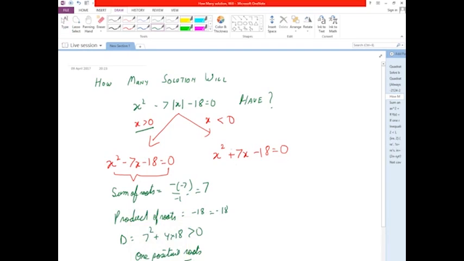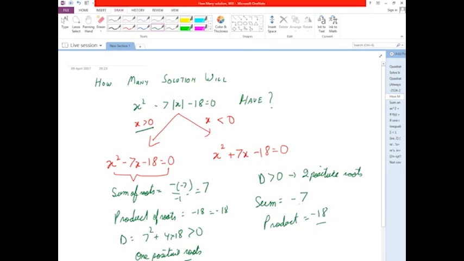On the other side, we're looking for negative roots. And let's see what is the scene here. So discriminant here will be the same, so D will be greater than 0. So this equation does have two roots. And then sum will be equal to minus 7 in this case, and product is still minus 18.